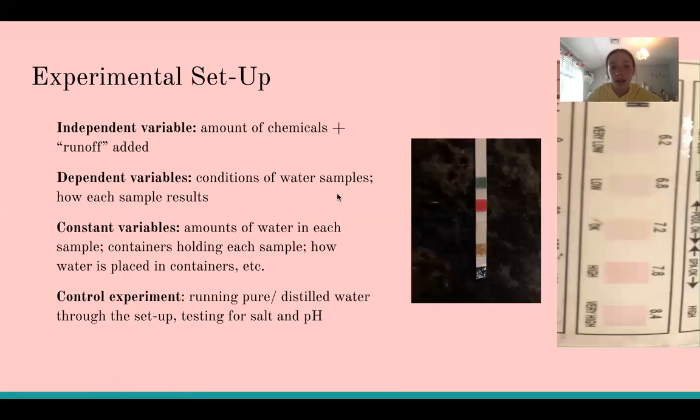The experimental setup. The independent variables were the amount of chemicals and the runoff added. Dependent variables were the conditions of the water samples, how each sample results. The constants were the amounts of water in each sample, containers, and how the water is placed in the containers, as well as some other minimal constant variables. The control experiment was running pure/distilled water through the setup and testing for salt and pH.